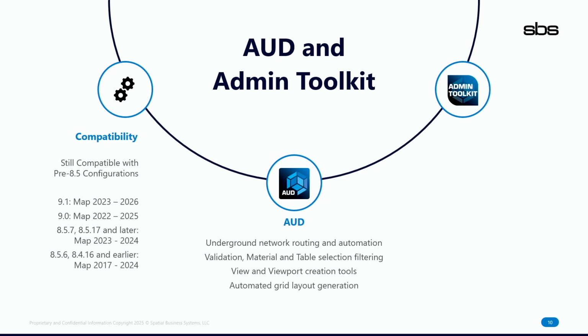So in AUD, there are some improvements to the underground network routing, some of which is shared with the ABD technology. So some improvements you might find useful for complicated underground routing scenarios. And then we added some improvements to selection filtering, so allowing you to work a little bit easier with long validation lists and material, as well as some other tools for viewport generation and an automated grid layout tool.